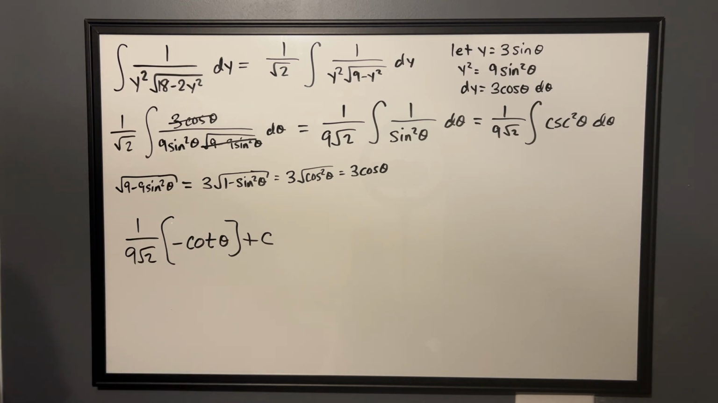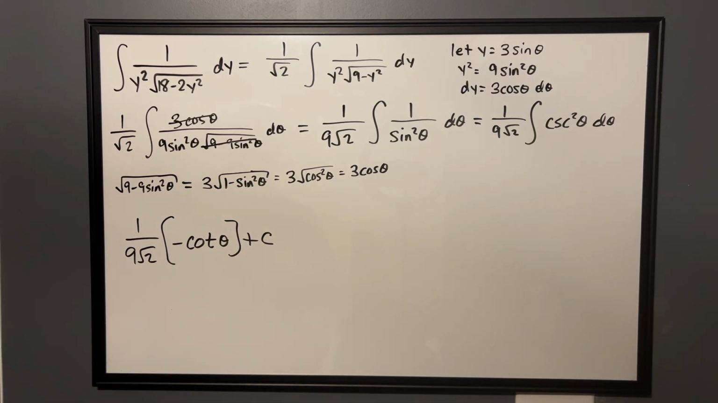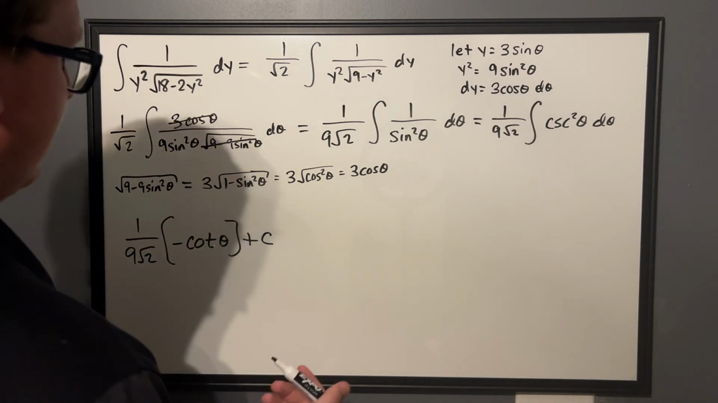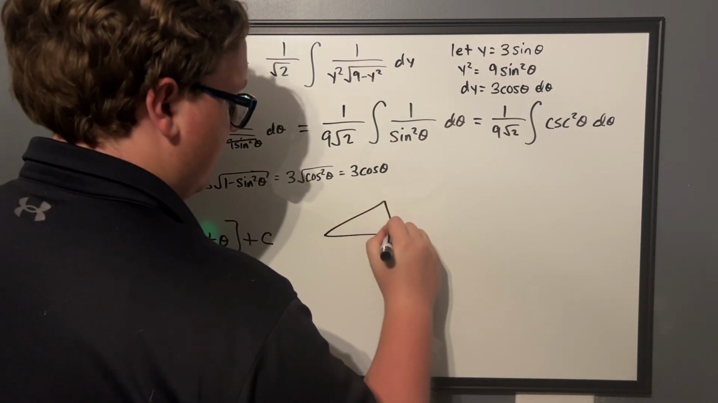But this is not the end, because remember we started out in terms of y, and now we're in theta, so we want to go back to y terms here. And the way we're going to do that is we're going to set up our triangle. So if we set up the triangle for this problem, this is what our triangle is going to look like.